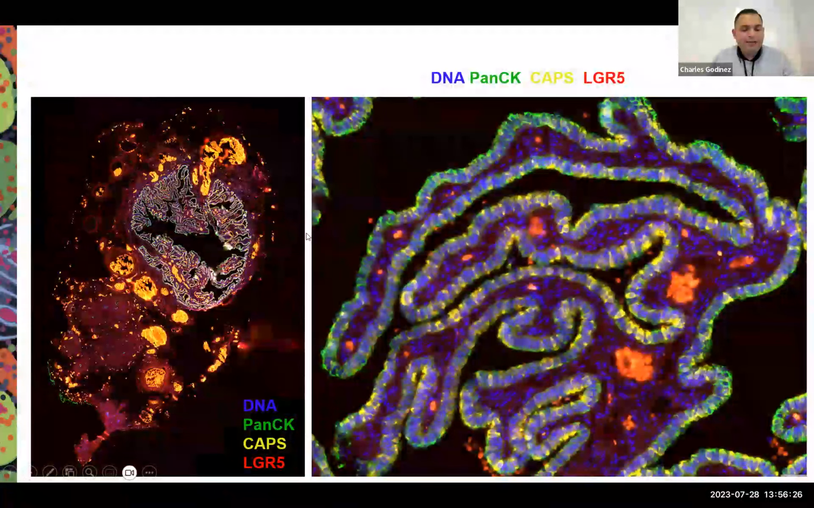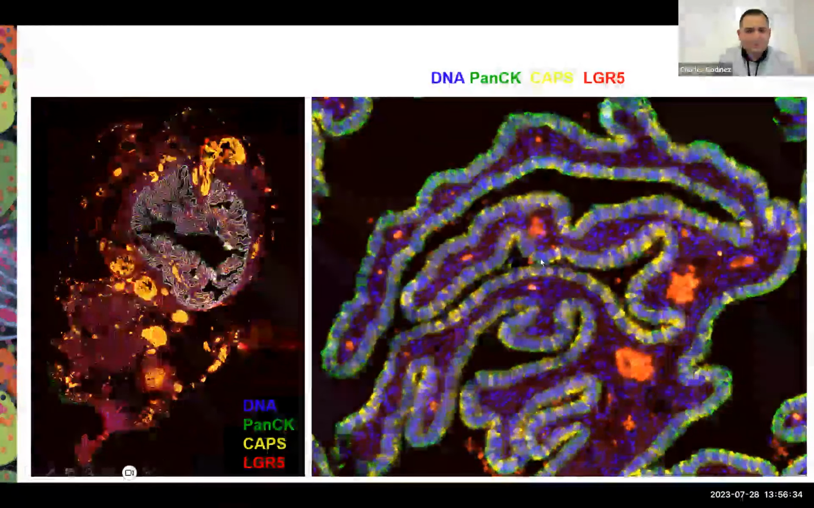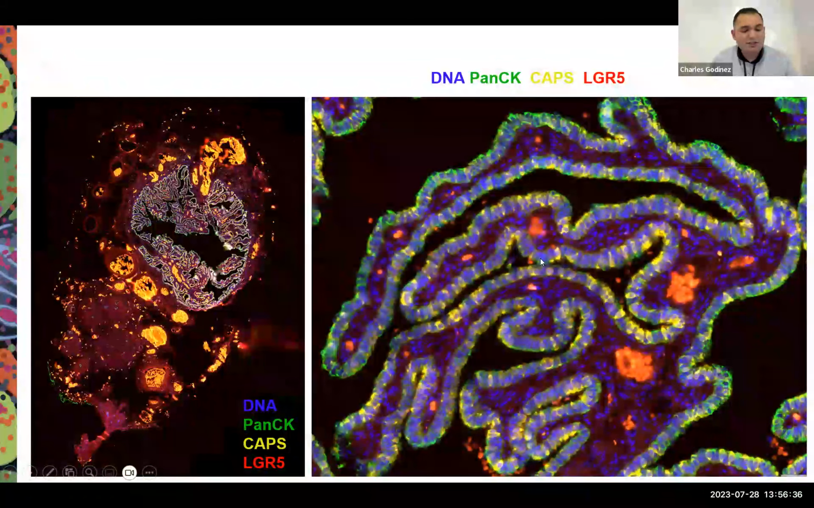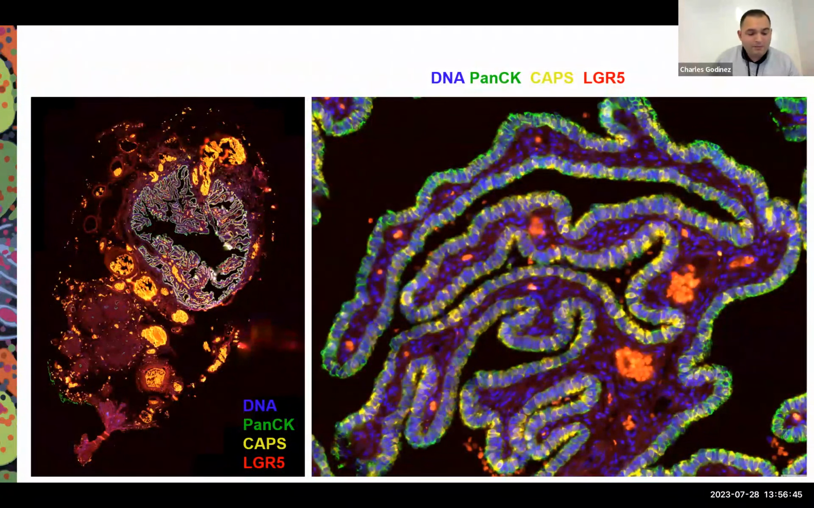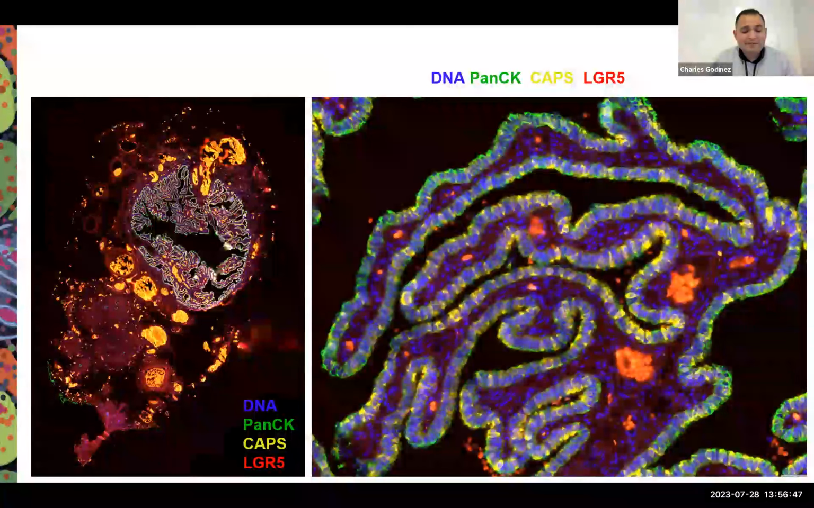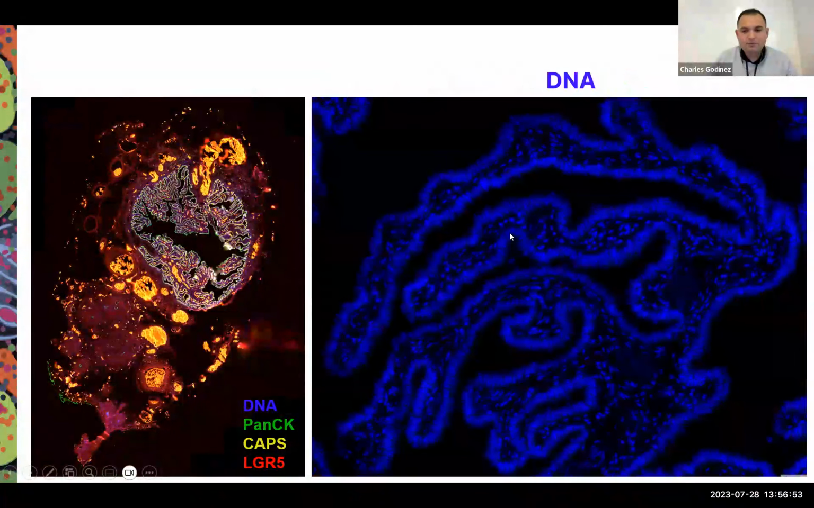we can have a better view of the epithelial cells. Here I'm showing a merge image of all 4 channels: DNA, PanCK, CAPS, and LGR5. To provide some perspective on the zoomed in image, the lumen is the empty space. The outer row of cells encircling the perimeter is the epithelial layer, and underneath the epithelial layer is the lamina propria. So in the following slides, I'll show the scan of this area with each channel individually to show how each antibody and stain performs.